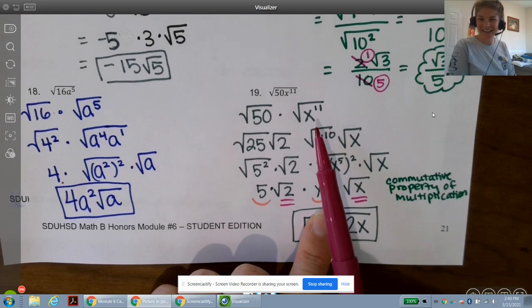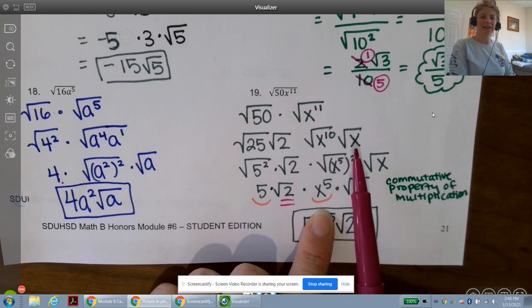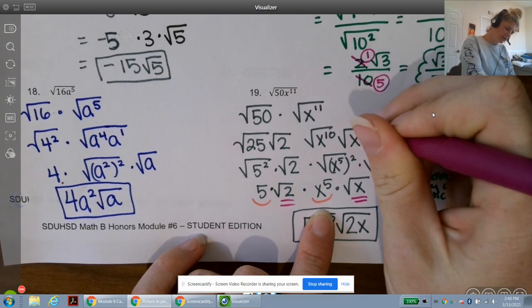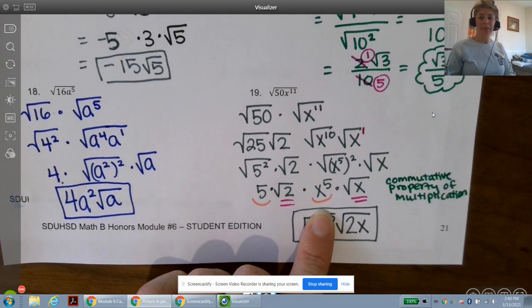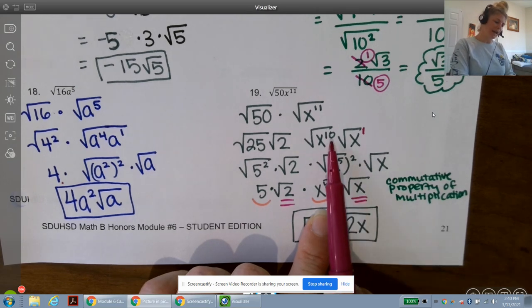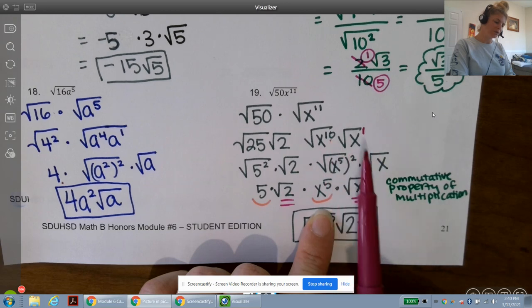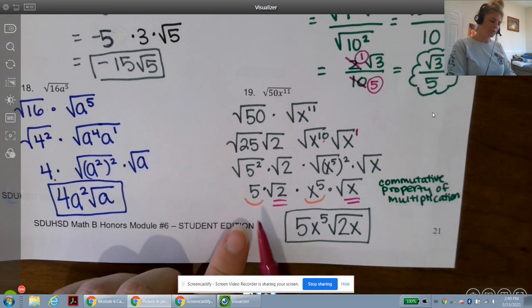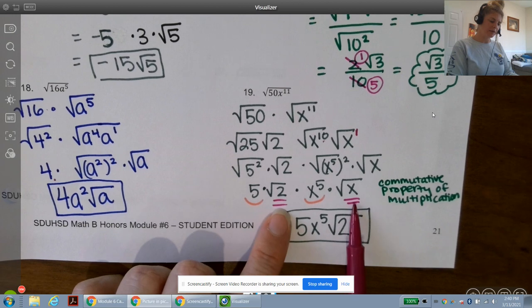Square root of x to the 11th, square root of x to the 10th times square root of x to the 1st. If you like drawing that exponent of 1 there, if that makes it easier, it makes it easier for me. Please do that. Help yourself out. Take half of the square root and pull it on out, and then multiply everything on the outside, multiply everything on the inside.